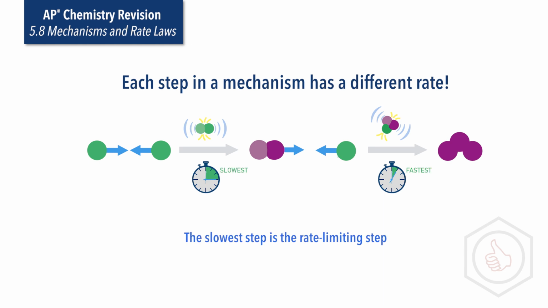And it is this step that determines how fast the overall reaction proceeds. It doesn't matter how quickly the other steps occur, it is the rate of this slowest step that will determine the overall rate of the reaction. As a result, it is the slowest elementary step in a mechanism that determines the rate equation.